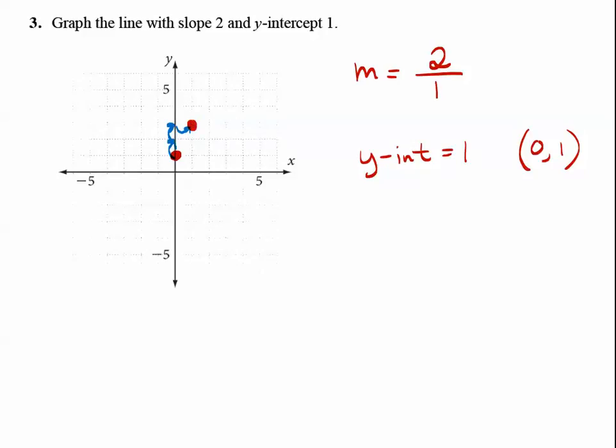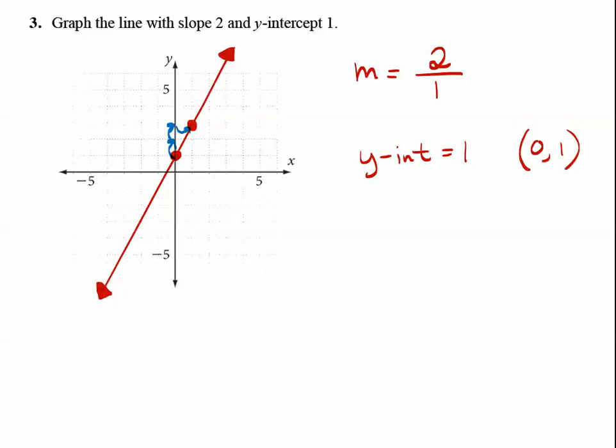Put a little dot. Hey, how many points determine a straight line again? 2. Do I have 2 points? Absolutely. I'm done. Could I keep on going? I can still keep on going with this. I could have actually taken this point here and gone up 2 units and over 1. I would have been right here. But notice it's still going to be on the line.